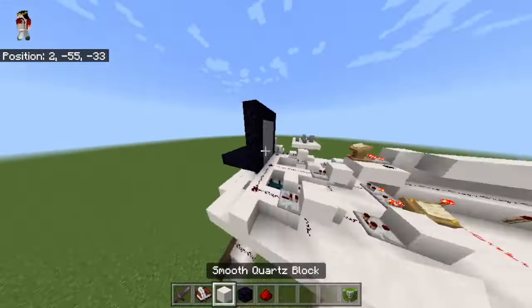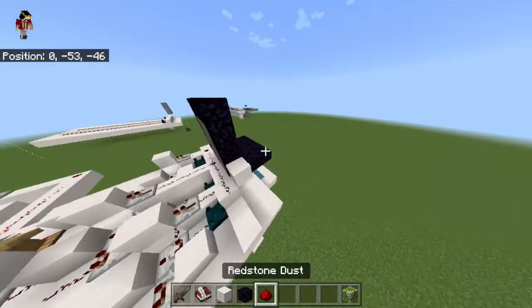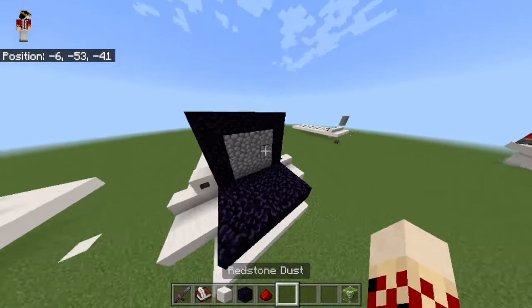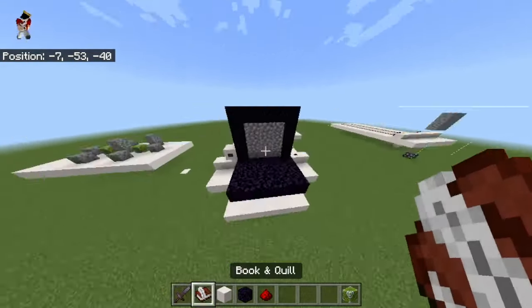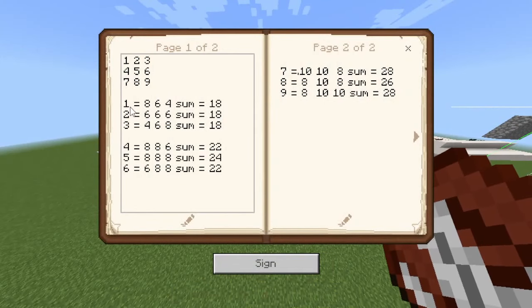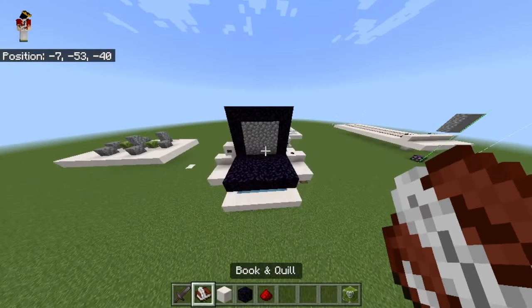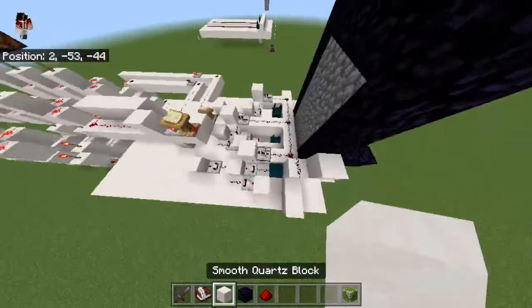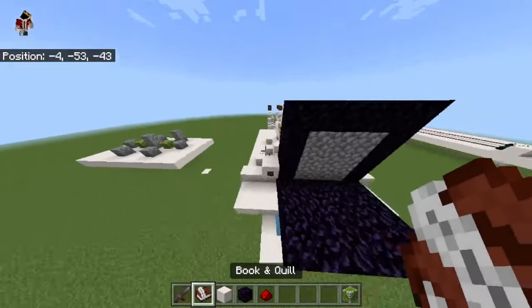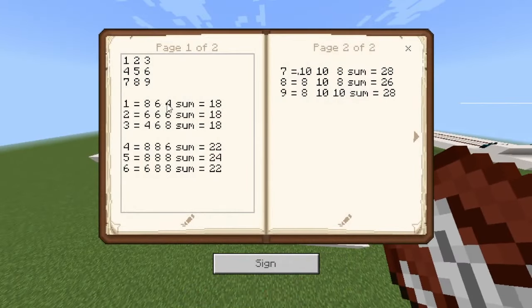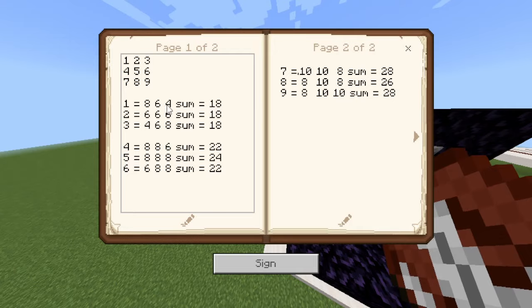So if I open this book right here, you see these 9 numbers over here. These 9 numbers represent the 9 blocks of cobblestone. Now every time I break one of these, I get different outputs from different Sculk sensors, and these outputs are represented over here. So if I break cobblestone number 1, which is this one, I get an output of 8 from the first sensor, 6 from the second, 4 from the third.